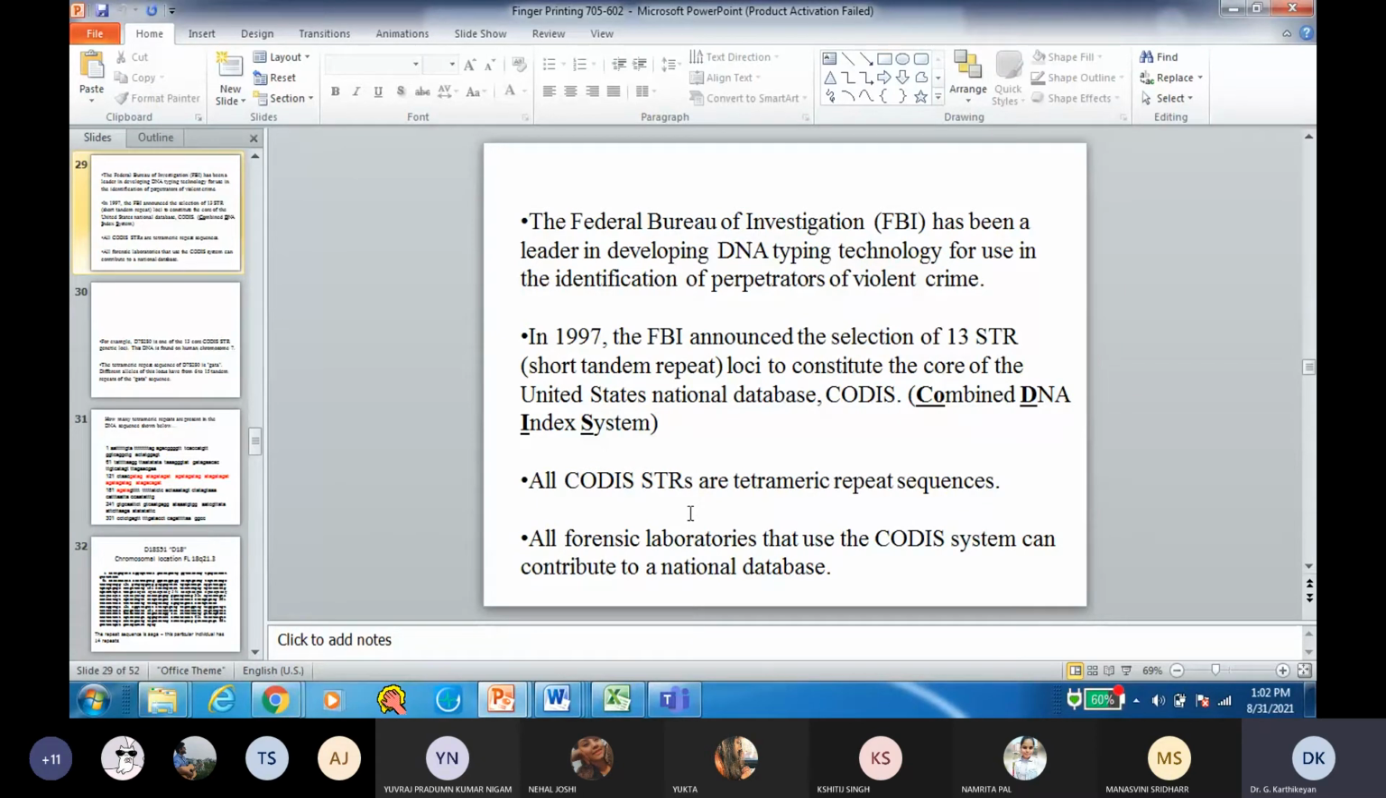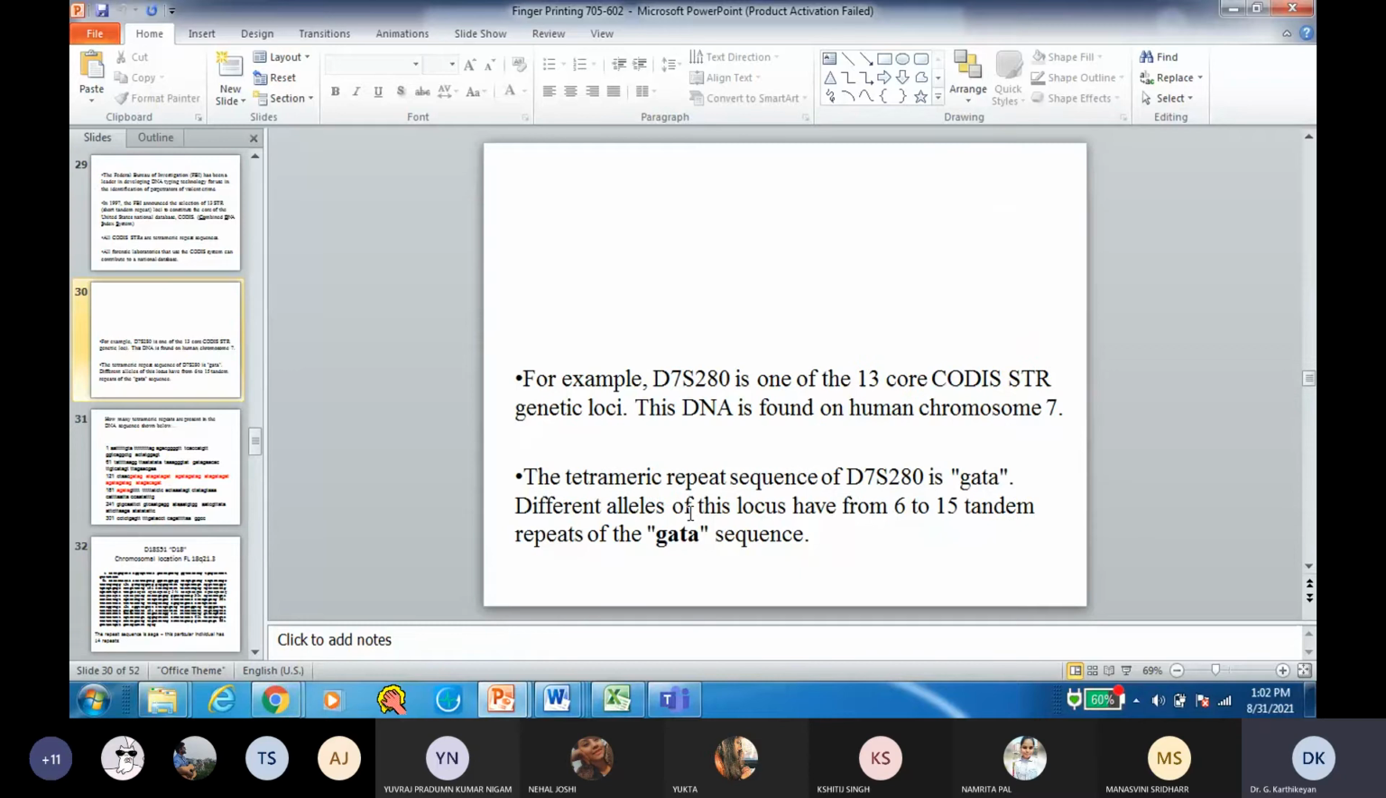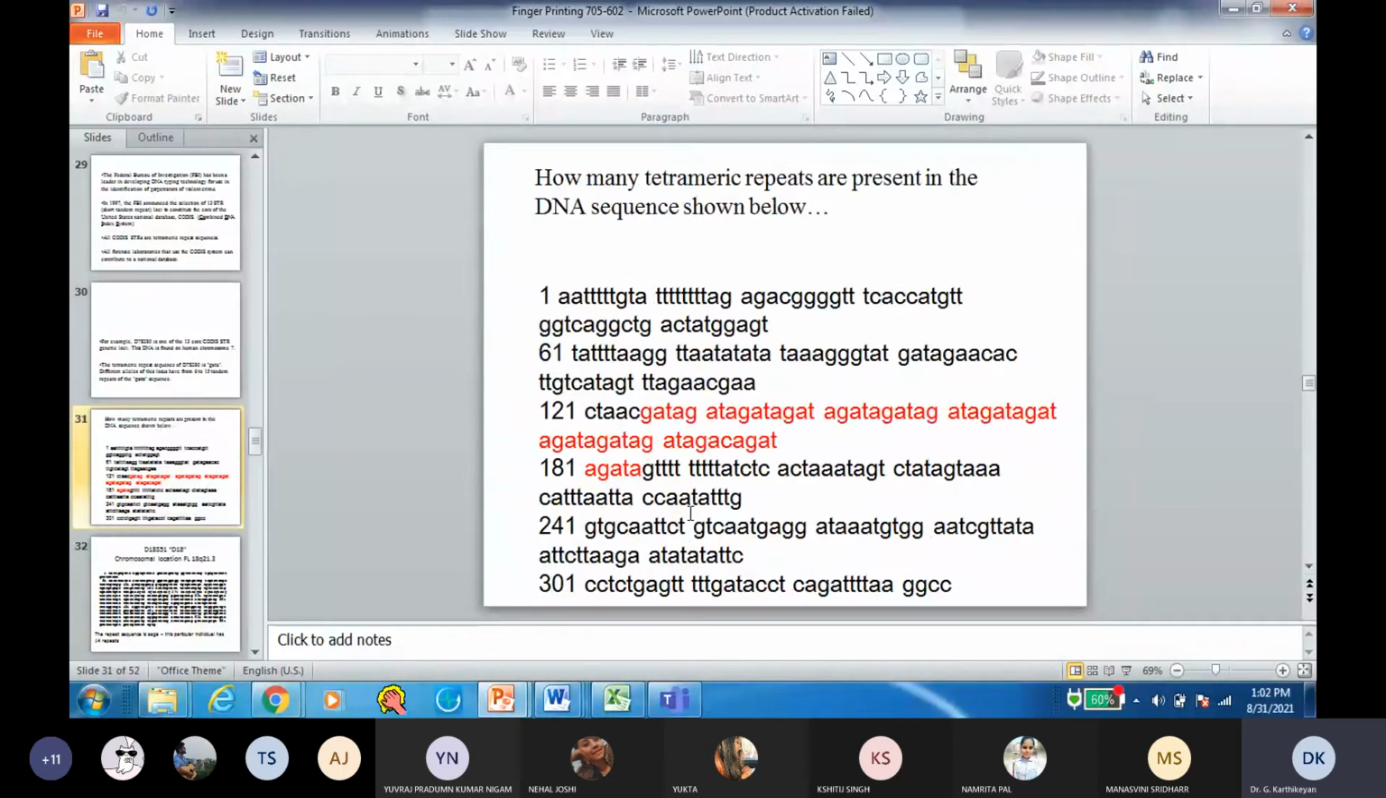Okay, for example, on the 7th chromosome, D7S280, section 280, is one of the 13 core CODIS STR genetic loci. This is found on human chromosome 7. And the tetrameric repeat of this is GATA. This sequence is found on chromosome 7 at section 280. And different alleles of this locus have anywhere between 6 to 15 repeats of this sequence. So across different people, you can have anywhere between 6 to 15 different repeats.